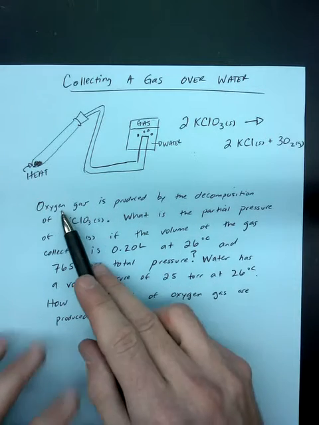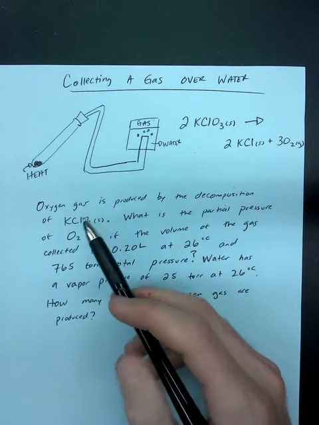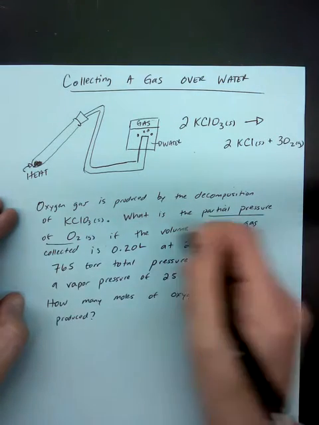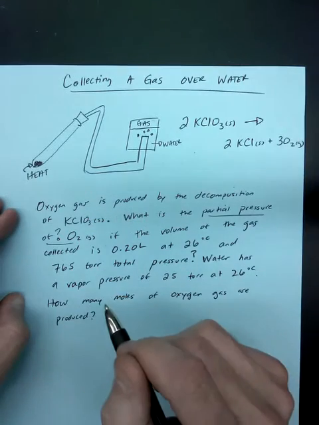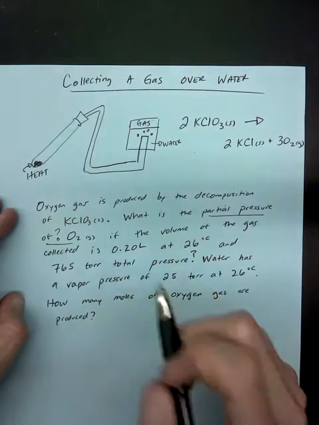It says oxygen gas is produced by the decomposition of KClO3. We know that already. What is the partial pressure? This is what I'm looking for. This is what I want to solve for. What's the partial pressure of oxygen? I'll do it for both torr units and atm so you can see both.